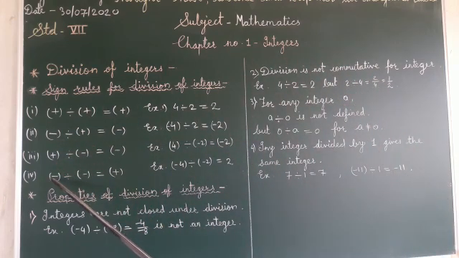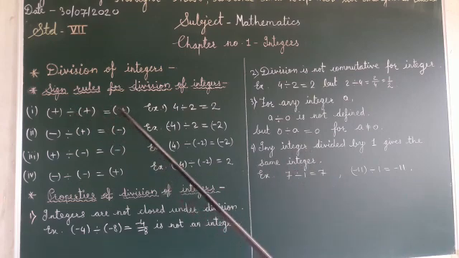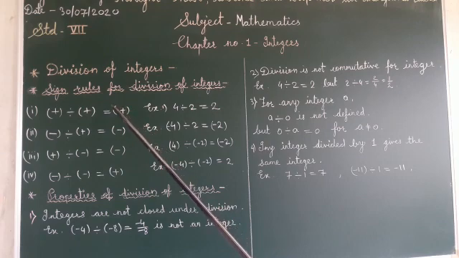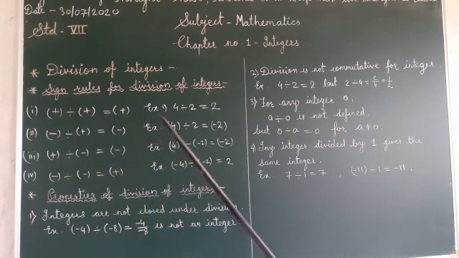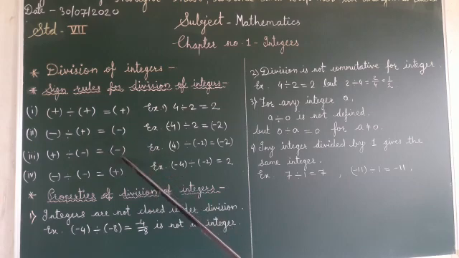And the fourth rule is, if both are negative integers, when you divide, you always get a positive integer. For example, minus 4 divided by minus 2, both are negative integers and when you divide, you get a positive integer, that is plus 2. It means that if the same sign is there, then the division of these integers gives a positive integer. Same sign, plus plus, you get a positive integer, minus minus, you get a positive integer. If opposite signs are there, if one is positive and the other is negative, then you always get a negative integer.